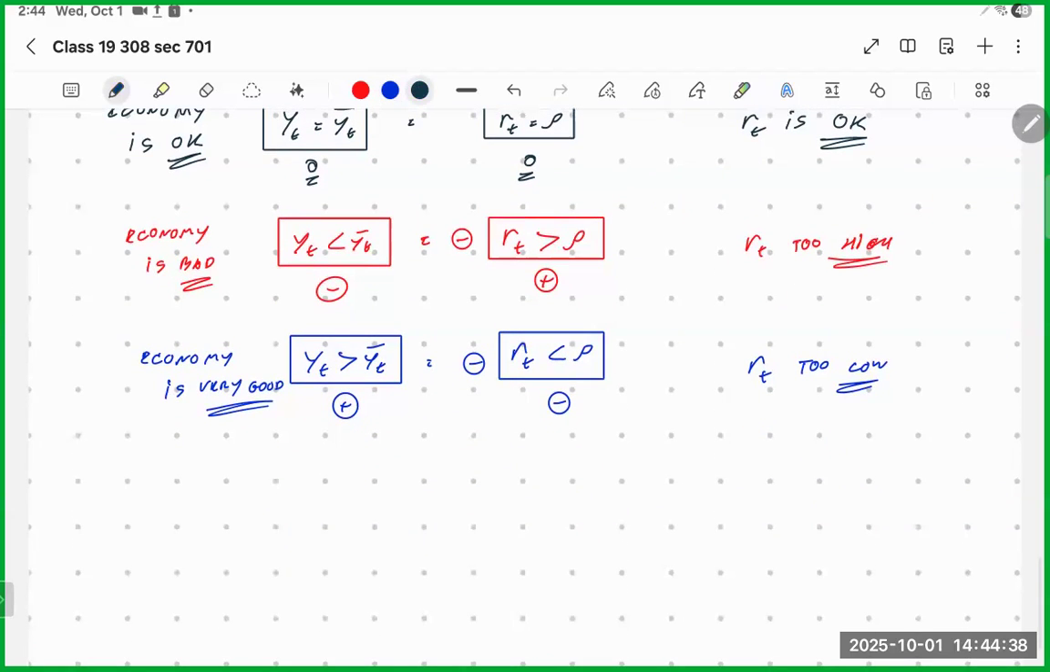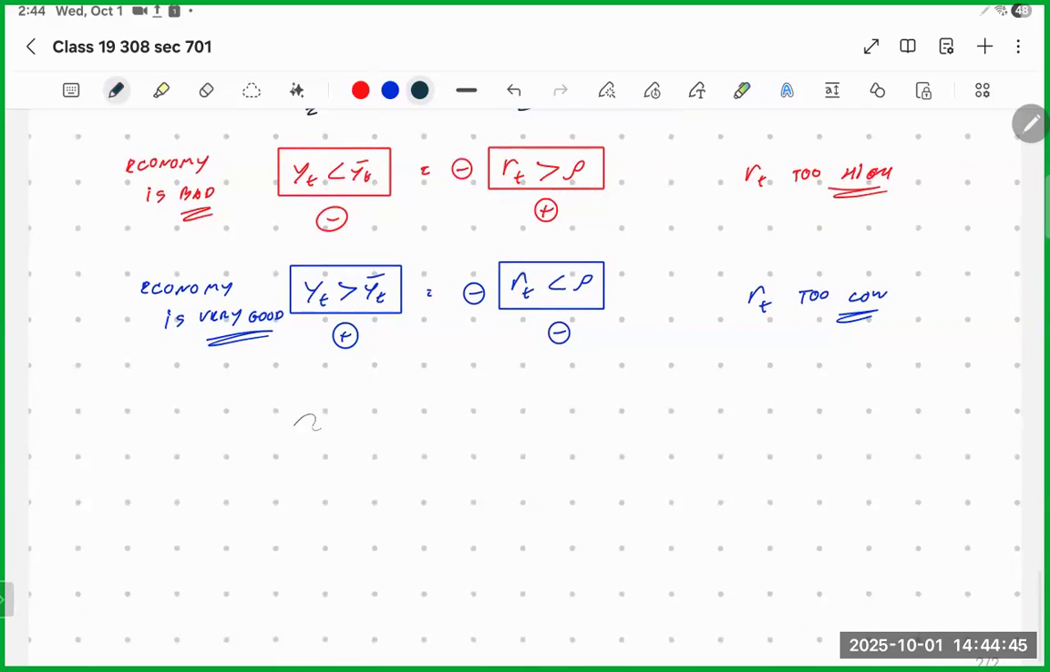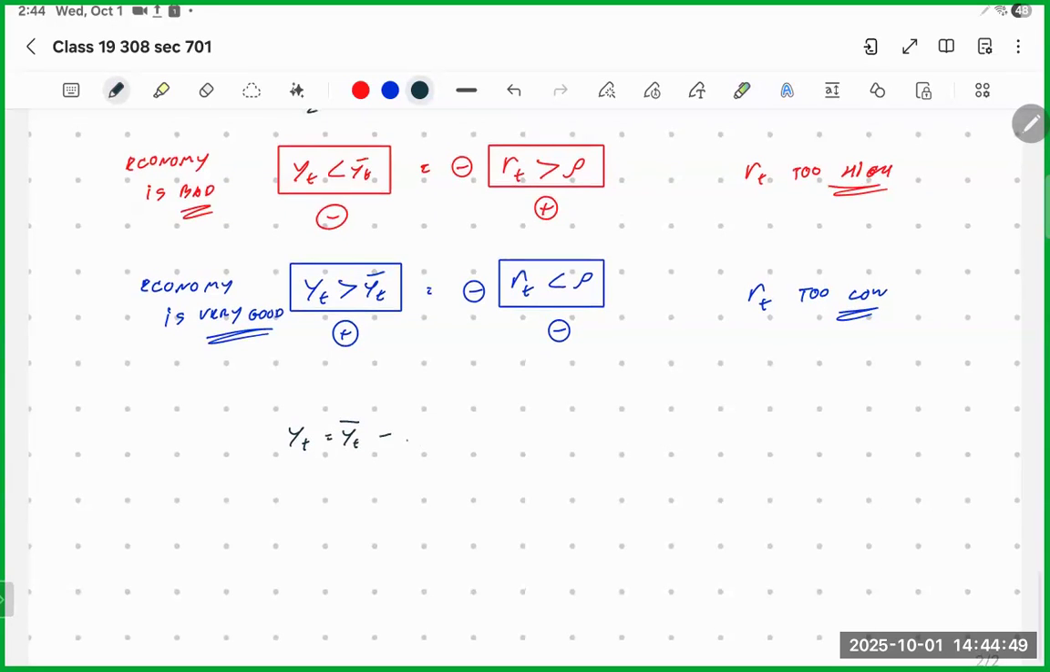Any question here? Still good? Then I bring the equation down: Y_t equals Y_t bar minus alpha (r_t minus rho) plus epsilon_t. Come back to the main equation again. Now we're going to focus on the demand shock, epsilon_t: how the demand shock affects demand for the whole country, Y_t, total spending.